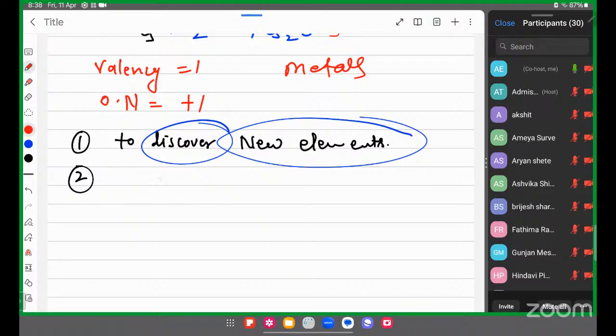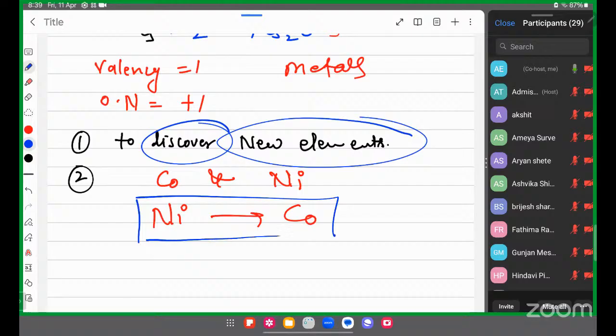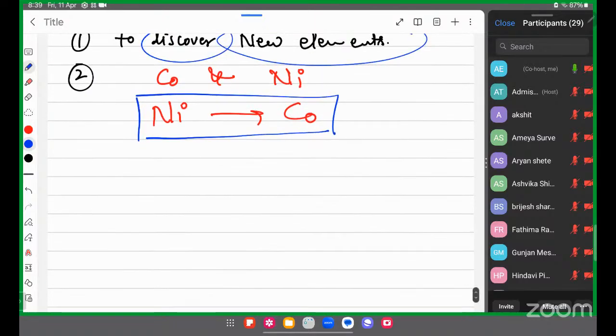One of the examples is between cobalt and nickel. Cobalt has greater mass than nickel, so it has to come after nickel. But in Mendeleev's periodic table, cobalt is placed first, and after cobalt we have nickel. The reason is that to make a group of elements with similar chemical properties, we have to change the order of atomic mass, so we change it. Understood or any doubt?